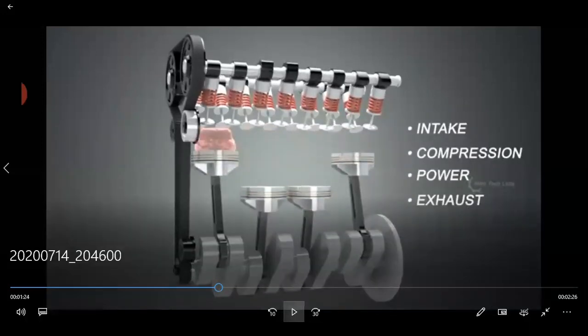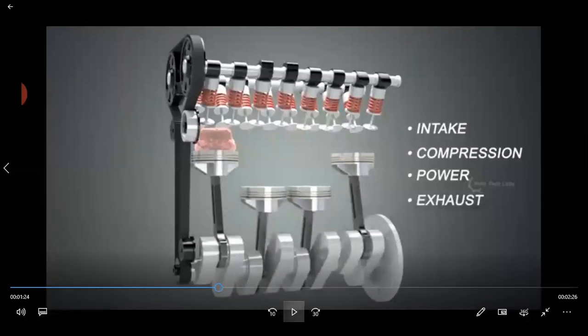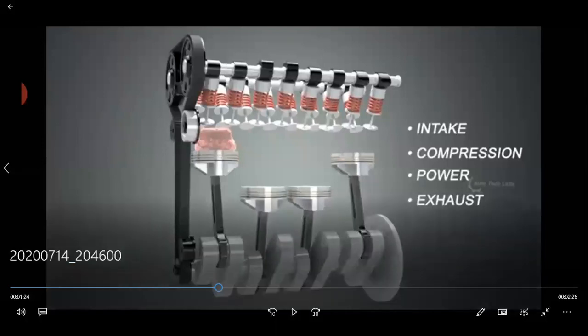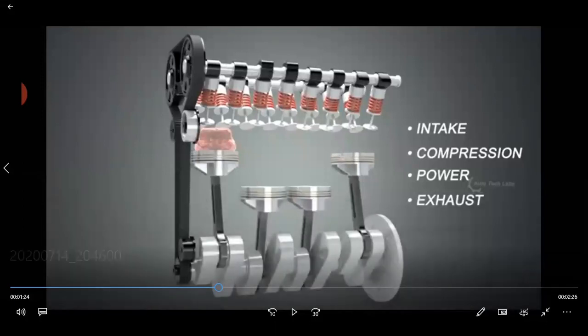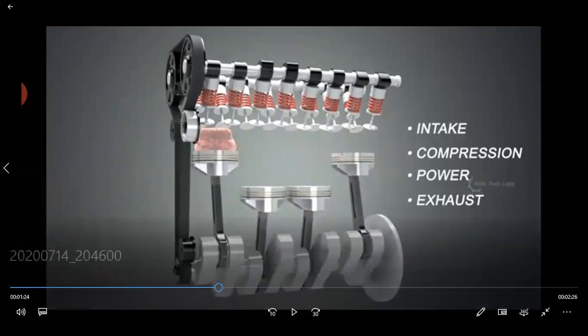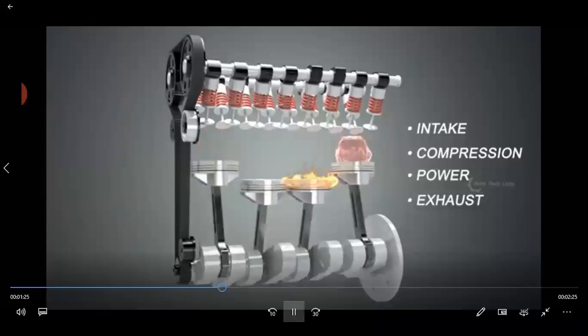See, these are the four strokes of a four stroke engine: intake, compression, power, and exhaust. What are the strokes? When the piston is moving from up to down, this is the intake stroke. Then again it compresses the air fuel mixture and goes from down to up. This is the second stroke, compression. Then the power stroke, when the piston again comes down, and then the exhaust stroke when the piston again moves up. These are the four strokes of the engine.